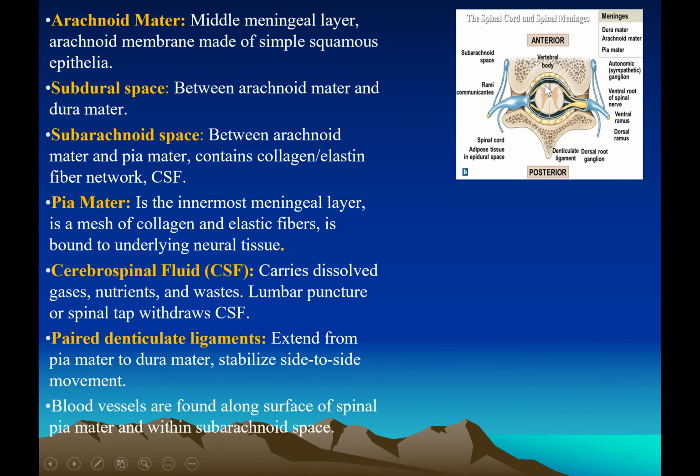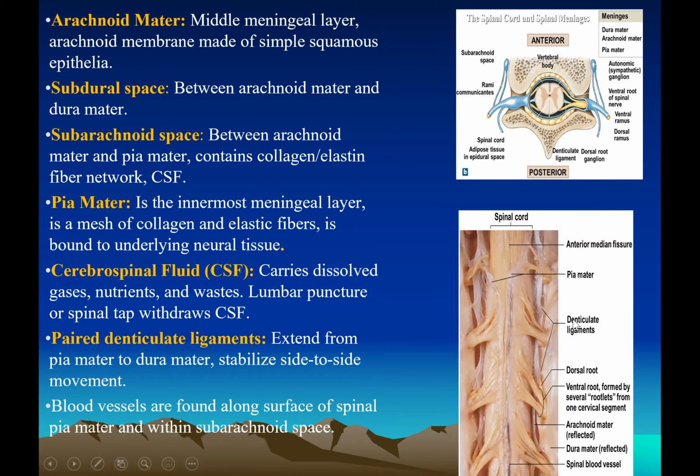On either side of the spinal cord, you can see something called denticulate ligaments. These are ligaments that go east-west. They will make sure that the spinal cord doesn't wobble inside the vertebral column. So they are for support. They will stabilize side-to-side movement. And the blood vessels are found all along the pia mater.